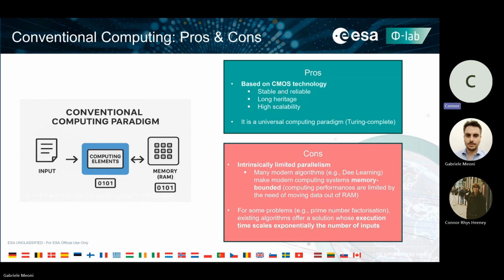And for some algorithms, there is an even more fundamental problem. We don't have algorithms whose execution time scales linearly with the number of inputs that you have. So in other words, some problems are simply too complicated for conventional computing, and we don't know how to solve them efficiently, at least.